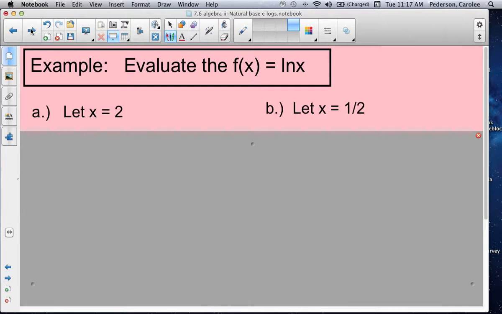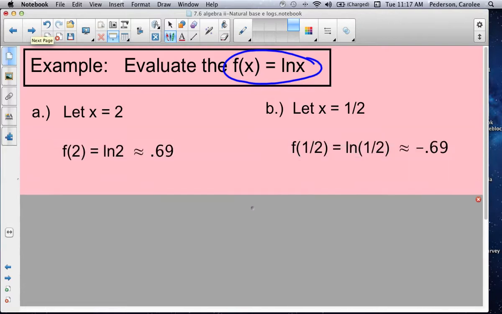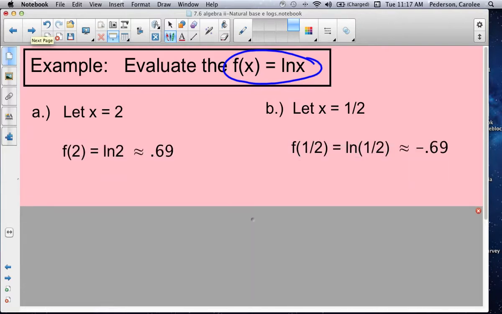All right, let's go on to evaluating the functions with the calculator. So we want let x equal 2. So this is our function. It's the natural log function. Remember, that's base e. With your calculator, make sure you know how to do this. F of 2 is saying, what is the natural log of 2? Well, that is 0.69. And then another example, the natural log of 1/2 with your calculator is negative 0.69. Go ahead and pause if you need more time.